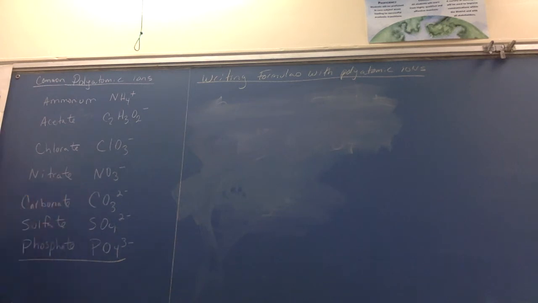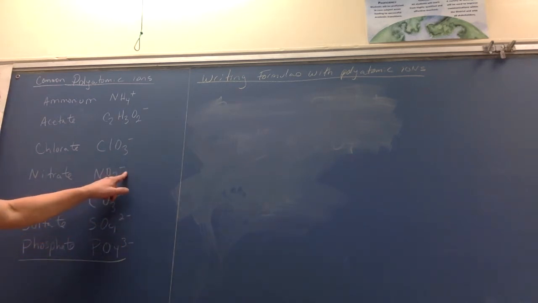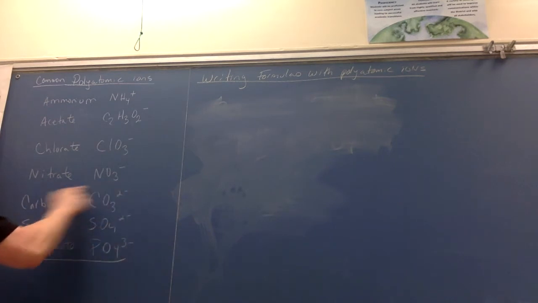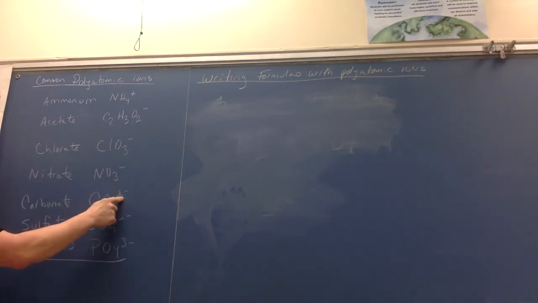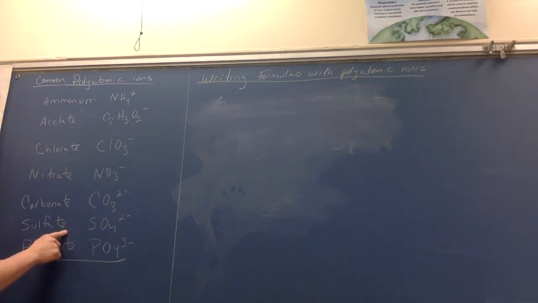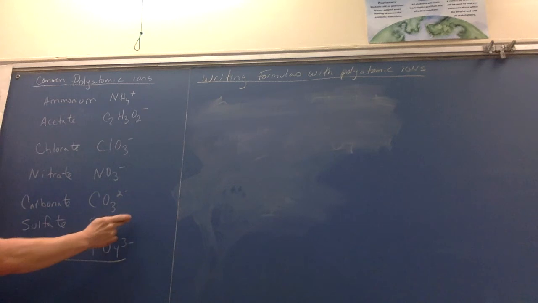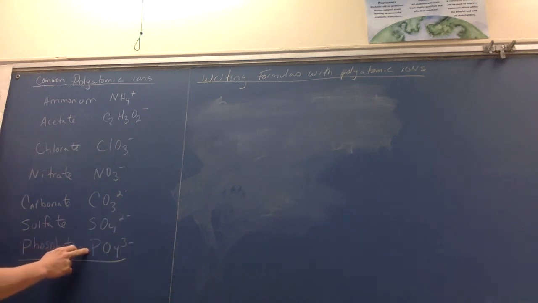What's nitrate made out of? What do you think? You're right. One nitrogen, three oxygens, and what was that charge? That's correct, minus one. Carbonate. Carbon, three oxygens with a two minus charge. Sulfate. Sulfur, and four oxygens with a two minus charge. And phosphate. Phosphorus, and four oxygens with a three minus charge.